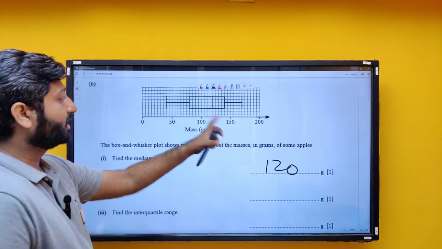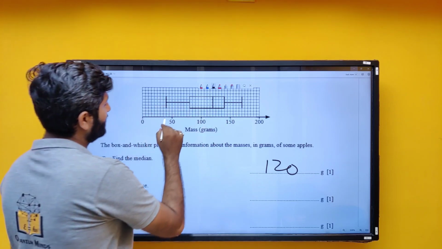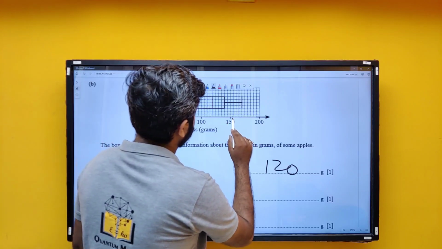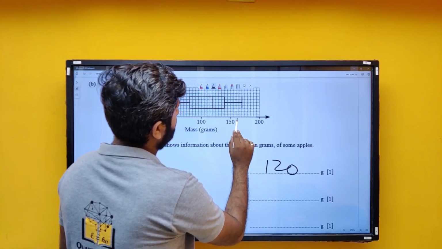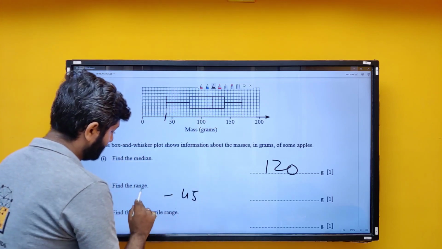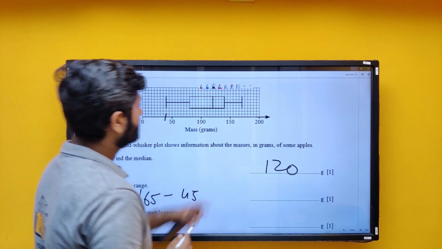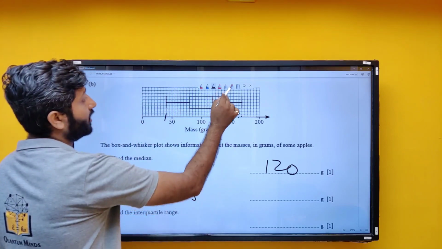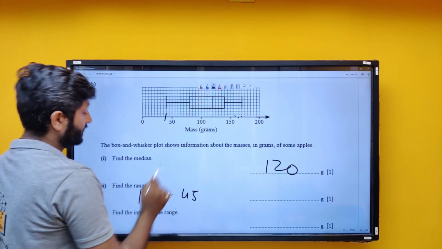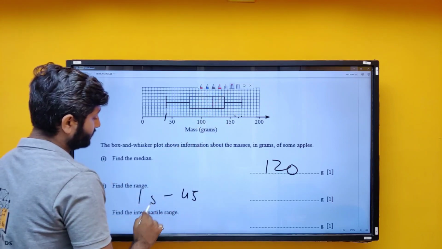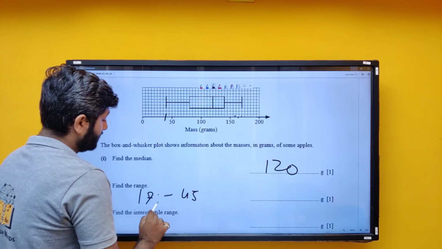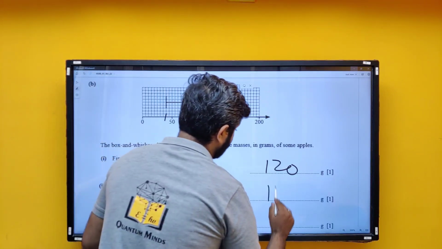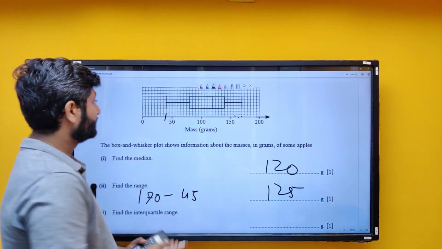Range is the highest value minus the lowest value. The lowest value is 45 and the highest value is 150, 155, 160, 165. Just check: 155, 160, 165, 170. 170 is the highest value. So 170 minus 45, 125. This is my range.